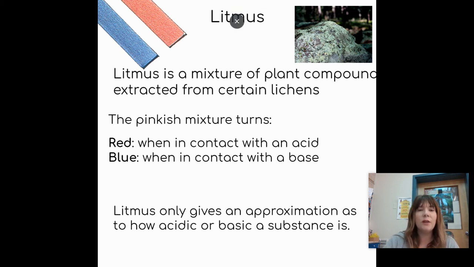So if you look up here, here's what red litmus paper looks like. If I was to dunk this into an acid, it would stay red. If I were to dunk this blue litmus paper into an acid, it would turn red. All right, so in the presence of an acid, your litmus paper turns red.